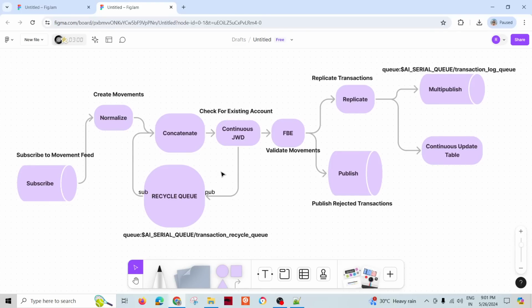Let's say at a certain point we have tried n times, and some records are never going to come back. Then we can have a time limit, say I tried after 10 days, and we can drop all those records. That kind of arrangement can be done. Otherwise the rest of the graph is the same: the validation of movement, the replicate, the update, the multi-publication, and publishing the rejected records. Everything else remains the same.